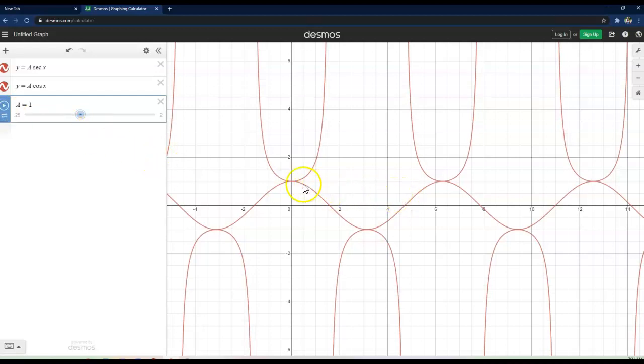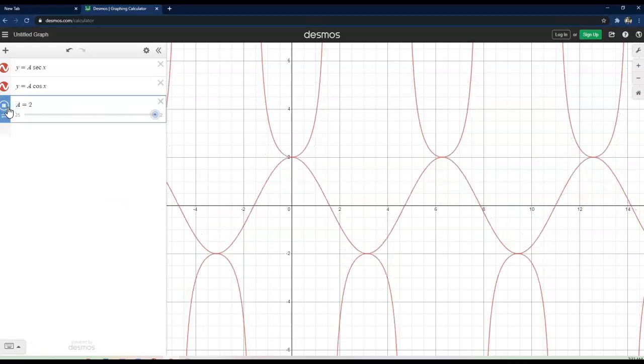Okay, so let's put this like this, and then let's play it. And here's what I want you to notice. You see these minimum values for the secant function, and they're also the maximum values of the cosine function, and likewise down here. Watch what happens. They're always connected.